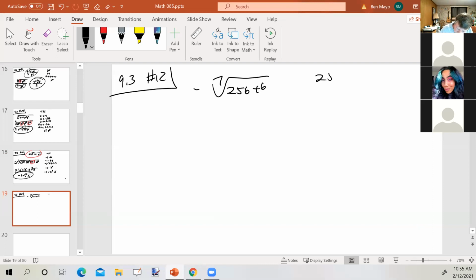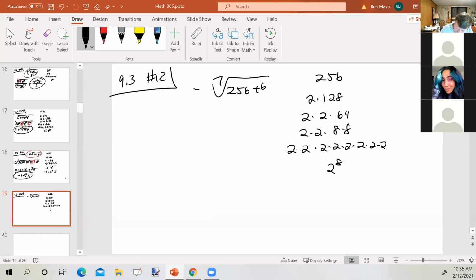Okay, 256 is 2 times 128, is 2 times 2 times 64, is 2 times 2 times 8 times 8, is 2 times 2 times 2 times 2 times 2 times 2 times 2 times 2, which is 2 to the 8th power, or 2 to the 7th power times 2 to the 1 power. Again, I went to the 7th power in leftovers.